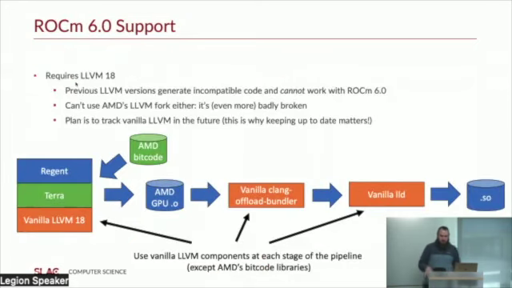In terms of supporting hardware, one of the new things that we got recently was support for ROCm 6.0, which sounds like it shouldn't be that difficult until you realize how many moving pieces there actually are in the compilation stack. So this flow diagram at the bottom is showing how we do it now. We have Regent generates to Terra, generates to LLVM. LLVM spits out AMD GPU code.